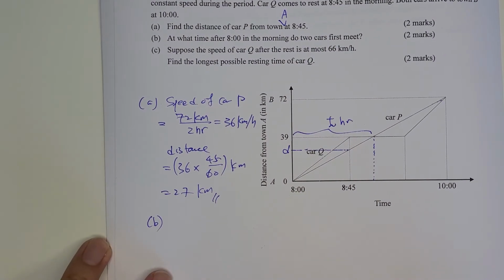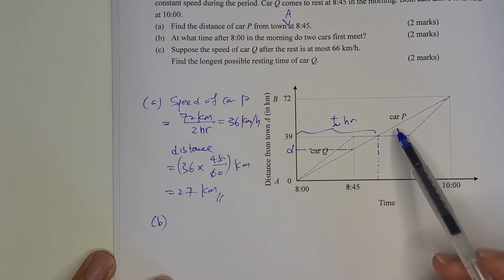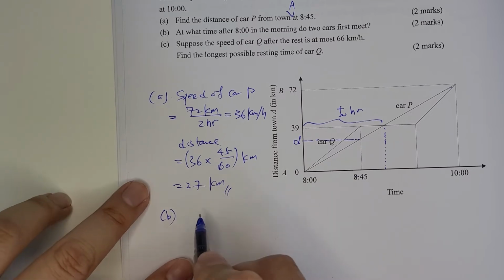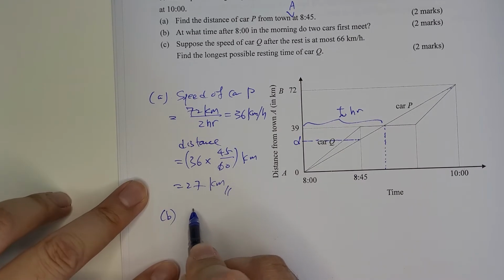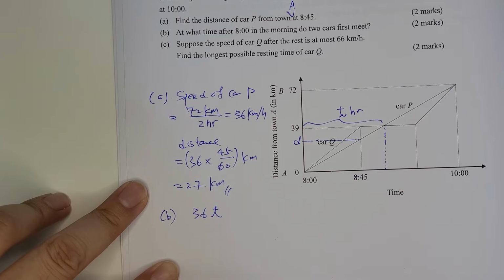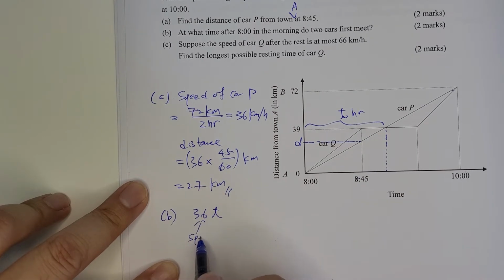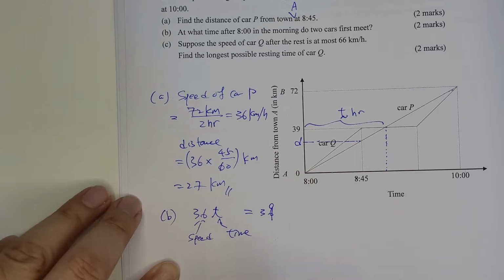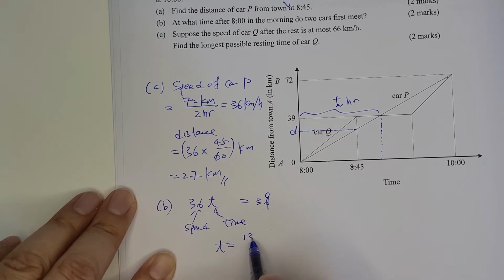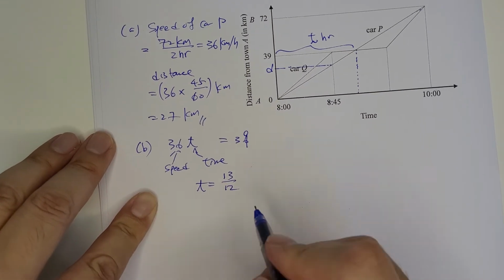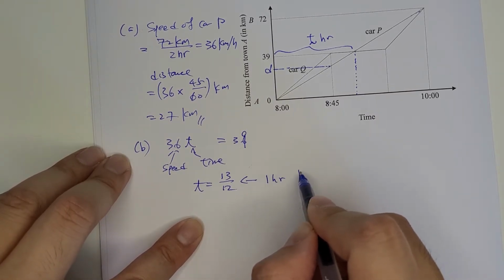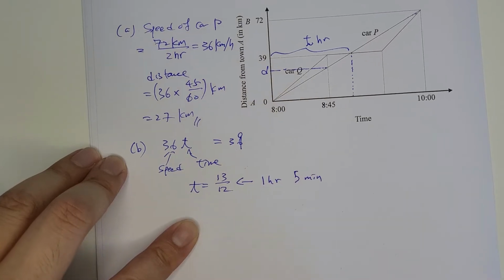They met. So you can see that at that time, car P had traveled 39 kilometers already. So you can write it this way: the speed of car P, 36, times T. Speed multiplied by time equals distance, 39. So you can get T, that is 13/12. And 13/12 hours means 1 hour and 5 minutes.